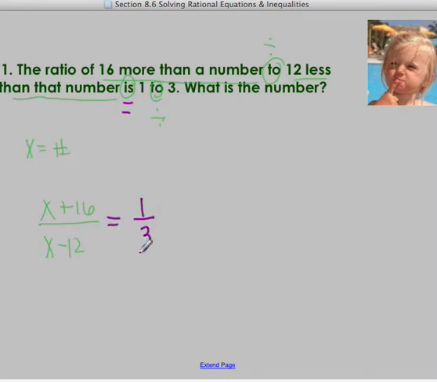1 over 3. Since I have just one fraction on the left and one fraction on the right, I can go ahead and cross multiply. So I take this times this. So I'd have 1 times x minus 12. So it's just x minus 12 is equal to 3 times x plus 16. So we're going to have to distribute that.